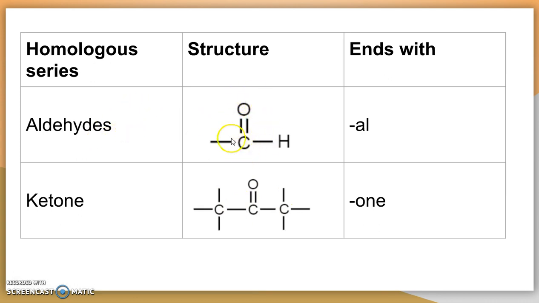Aldehydes, with a double bond O at the end of the chain, end with -al. Examples are pentanal or ethanal and so on. Ketones, with a double bond O attached to the middle of the chain, end in -one. Examples: propanone, pentan-2-one, and so forth.